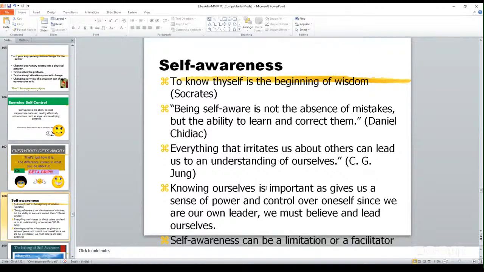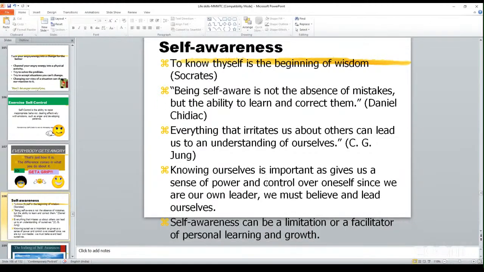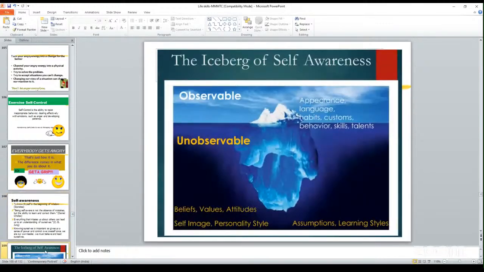Then, the more you know about yourself, it gives a sense of power and control over oneself, because we are the leaders and we have to lead by ourselves. Many times self-awareness can be a limitation or it can be a facilitator of personal learning and growth. If we see the iceberg of self-awareness, what we know is only 10%, what we don't know is more than 80%.